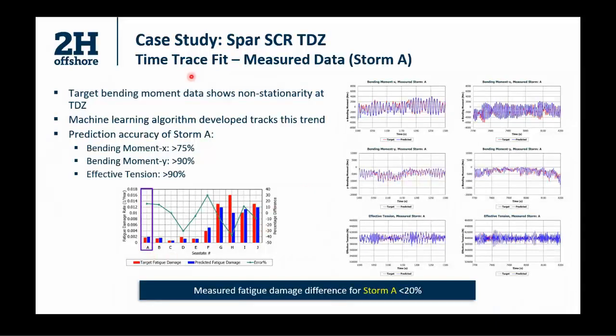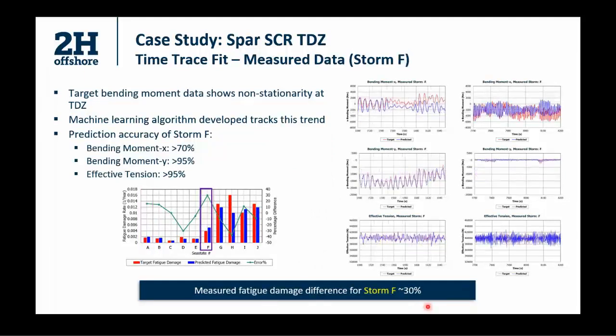Looking at the storm A results, the bending moment X maximum prediction inaccuracy is 25%, while that of the out of plane bending moment, in plane bending moment, and the effective tension is less than 10%. The resulting fatigue damage difference is less than 20% overall.